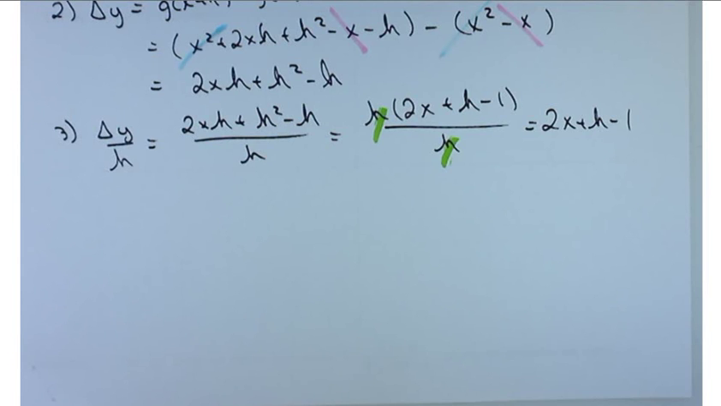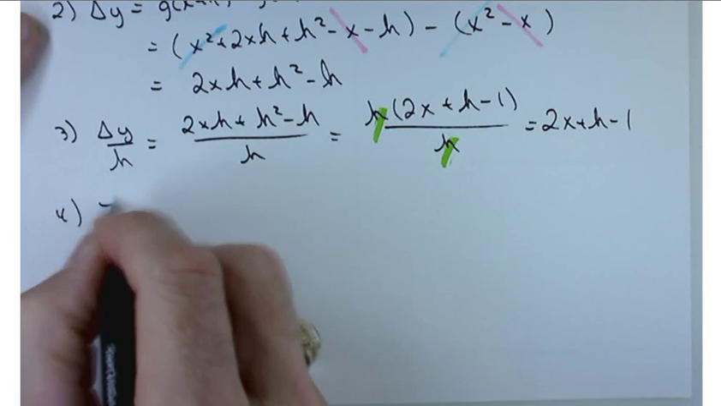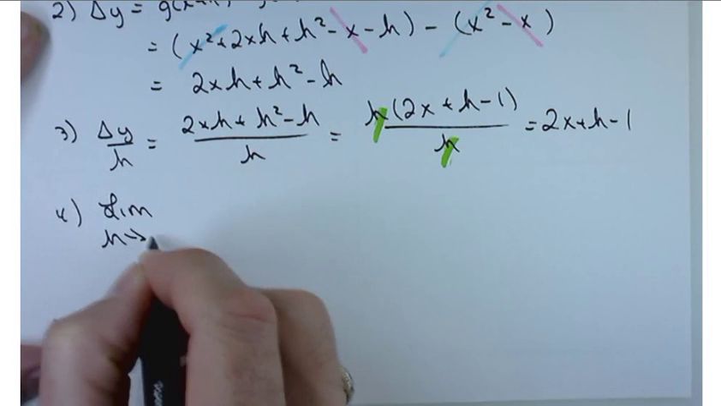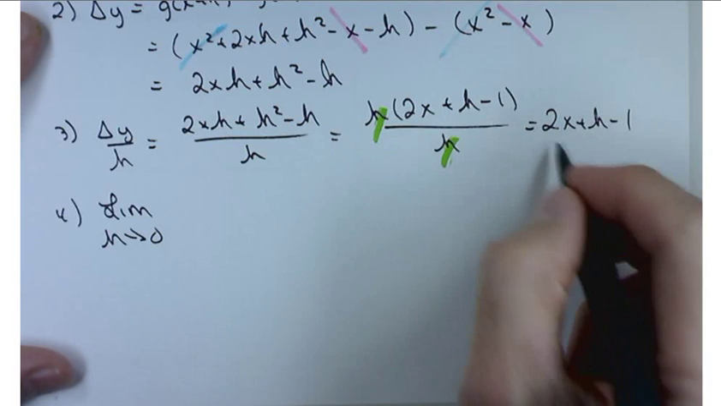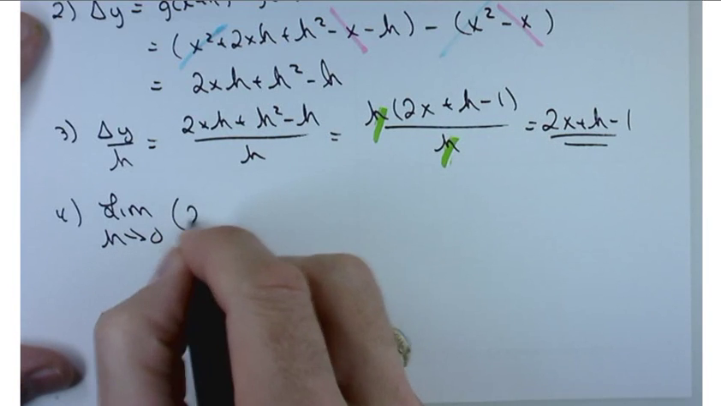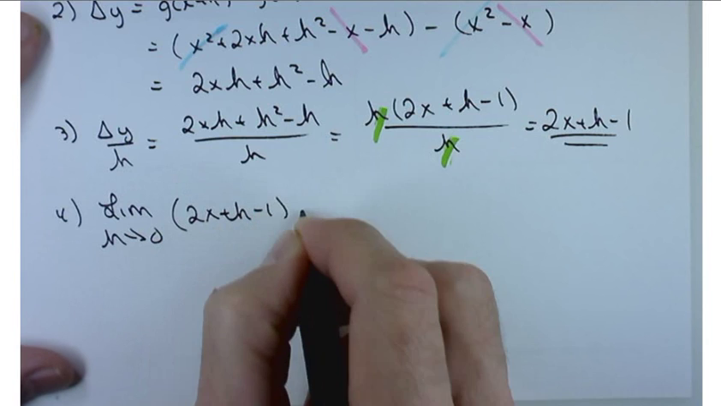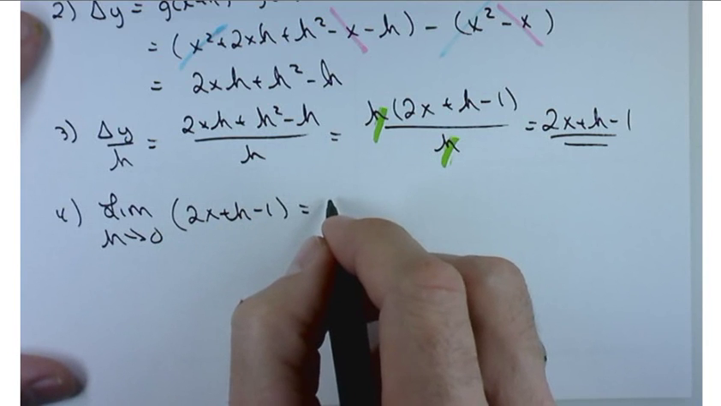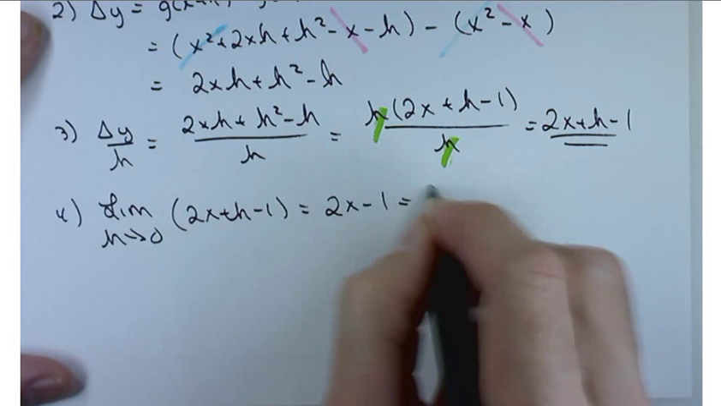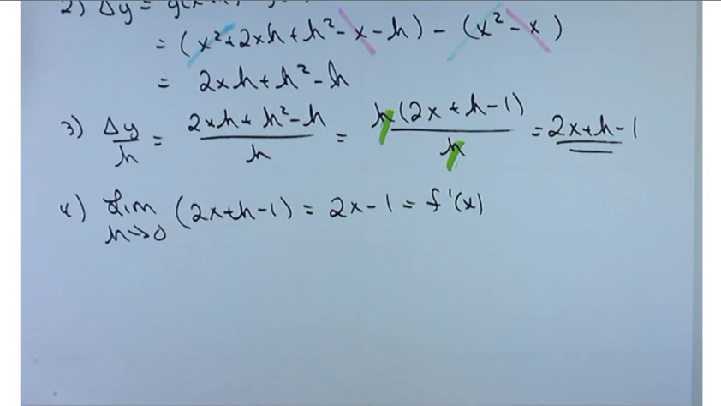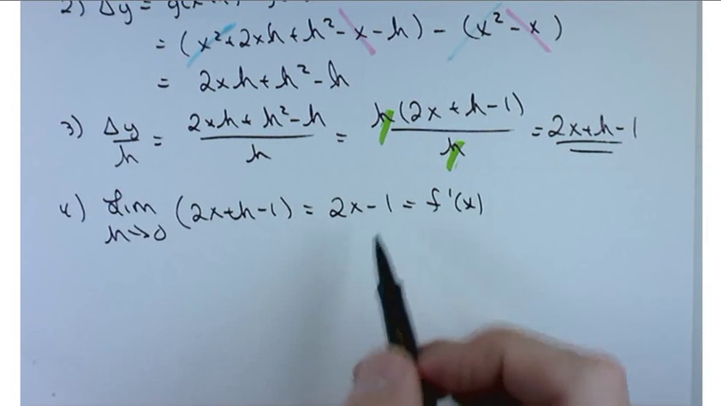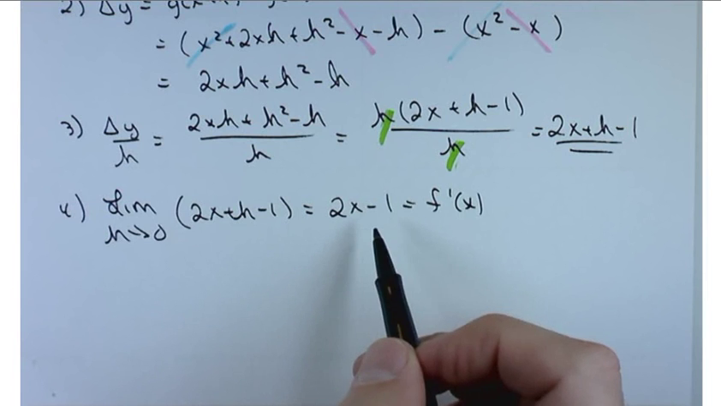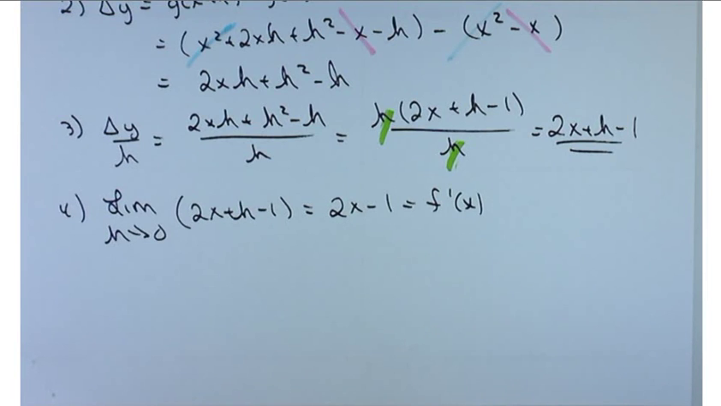What's the last step? Yep, take the limit. So the limit as h approaches 0 of delta y over h, which is really the limit of this, 2x plus h minus 1. What's that limit going to equal? 2x minus 1. And that's your derivative function. That's your f prime. This tells you a lot about your function. This tells you the slope of the tangent line. So in particular, the problem asks you to find the slope of the tangent line at c equal 1.